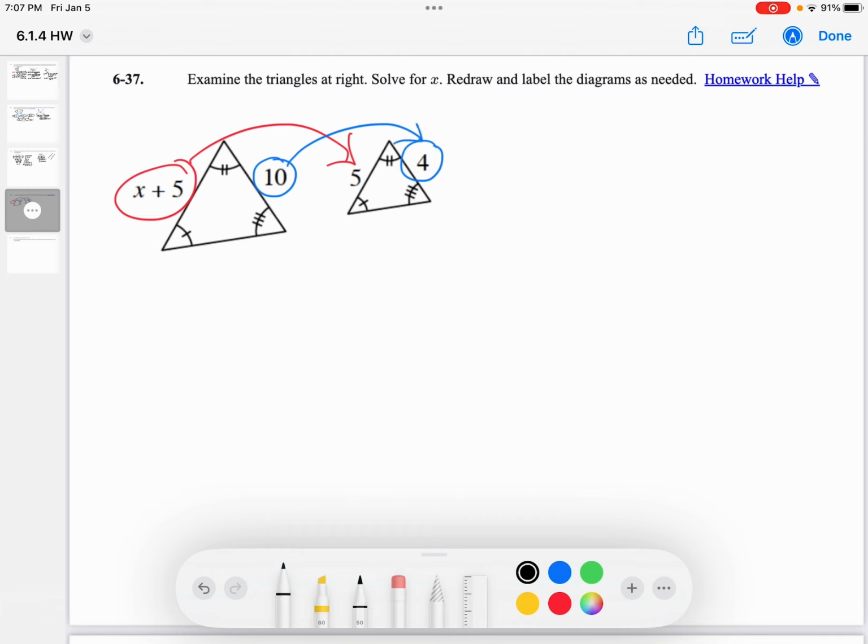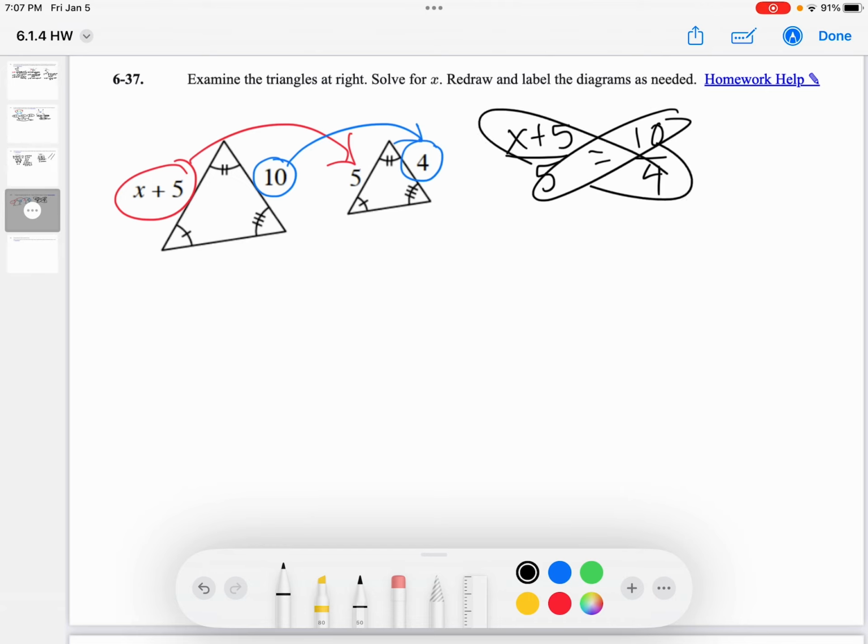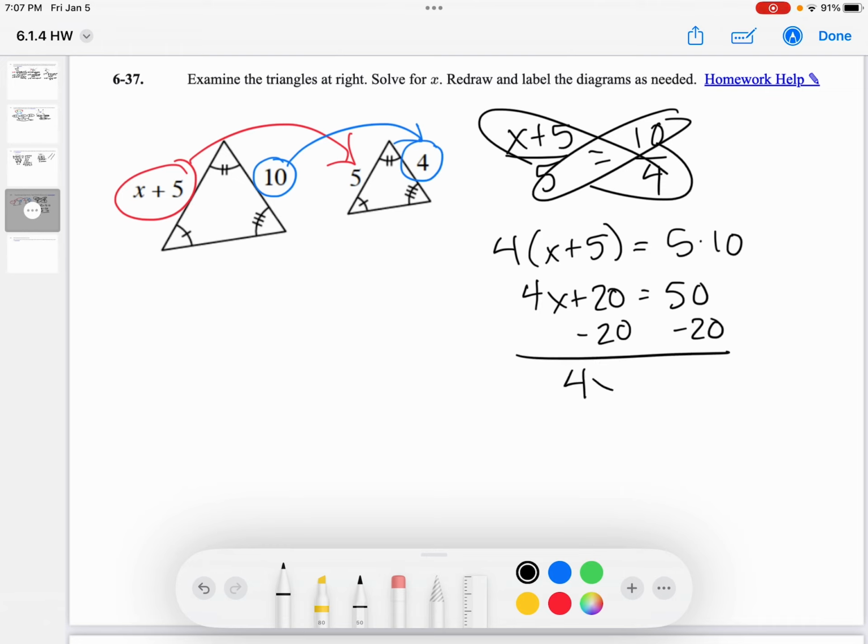And I can write my ratio, x plus 5 over 5 equals 10 over 4. And now I can cross multiply. So 4 times x plus 5 equals 5 times 10. So if I distribute, 4x plus 20 equals 50. I'm going to solve for x. 4x equals 30. I'll divide by 4. And I get that x equals 7.5.